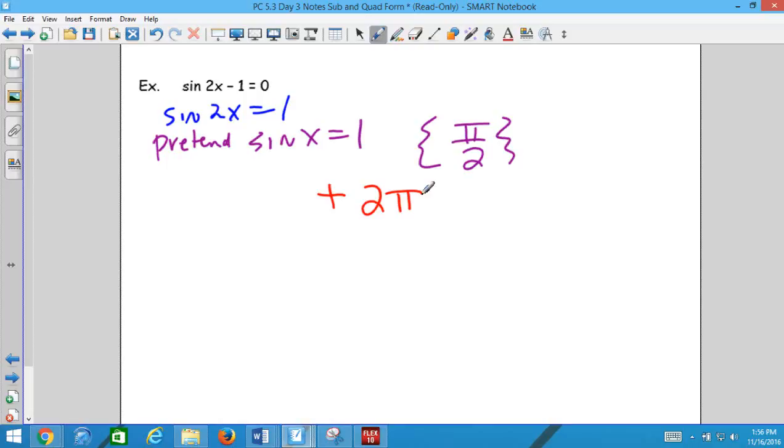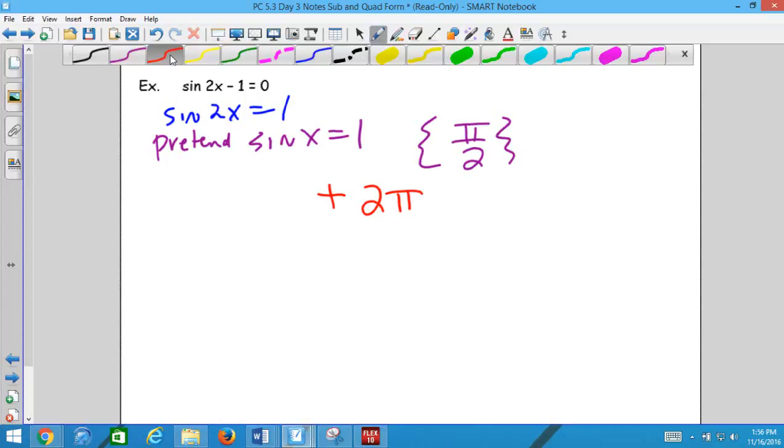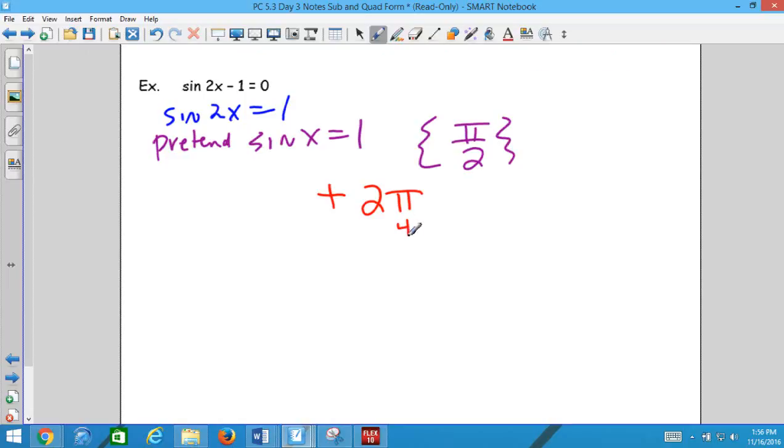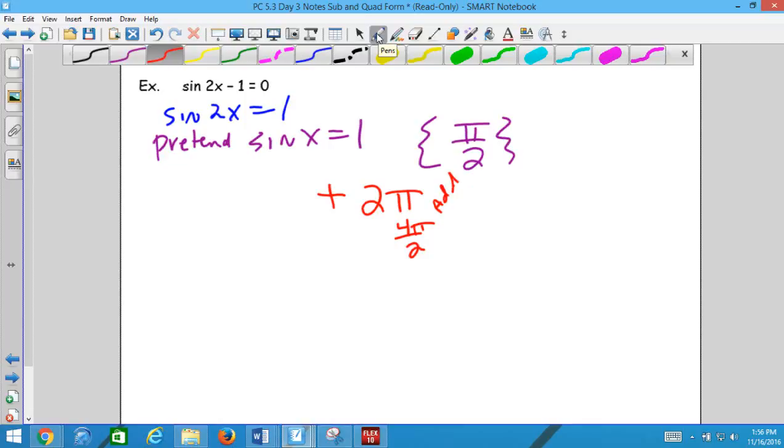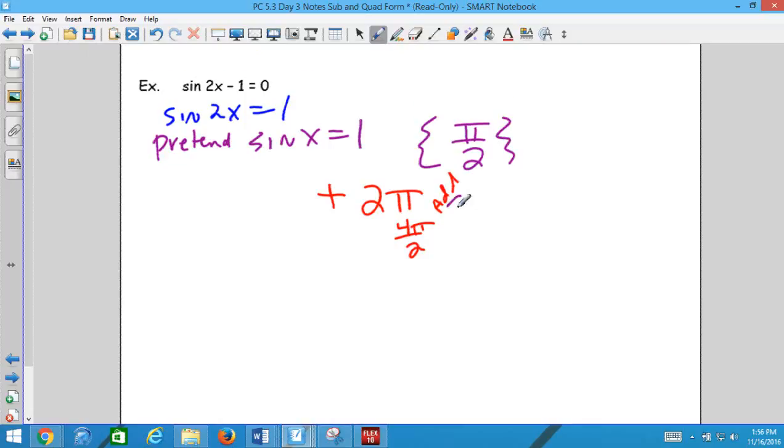So all you do is take this pi over 2 and add 2 pi onto it. How do I add 2 pi onto that? You make this into 4 pi over 2, and then we add those. And so our second x-intercept would be 5 pi over 2. Okay. That is if it wasn't squished. That would just be 2 x-intercepts in a row. But it got squished in.